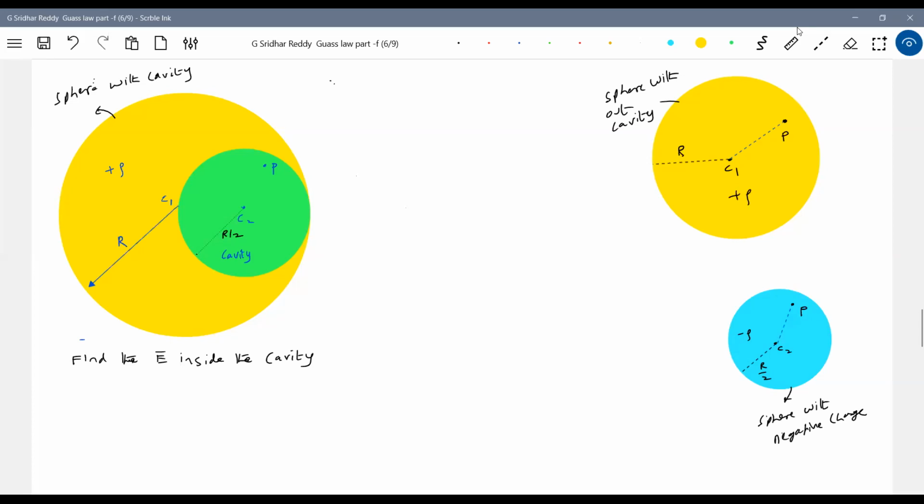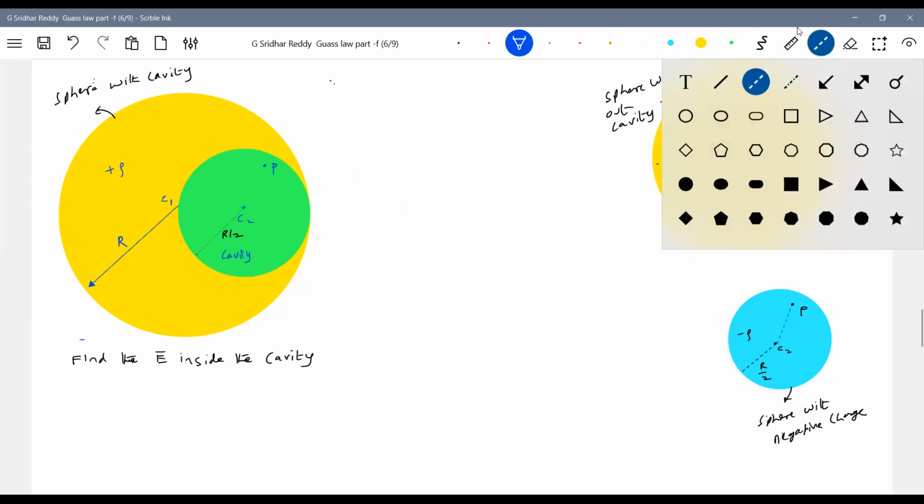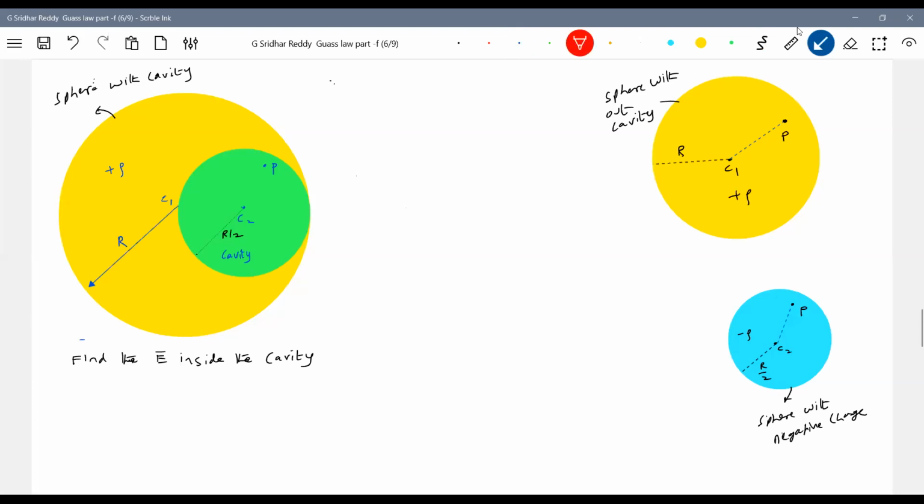Don't bother about anything, just look here. What will be the field? What should be the electric field here? How is the direction of the electric field? These arrows are very important. Please make this one. The electric field vector should be in this direction, called E1.